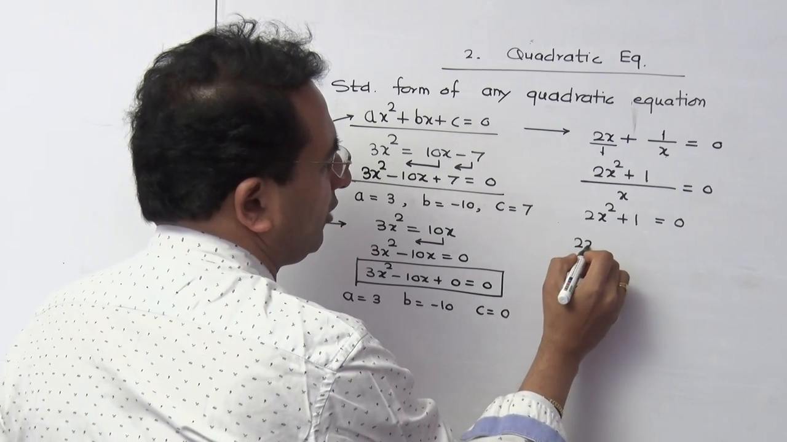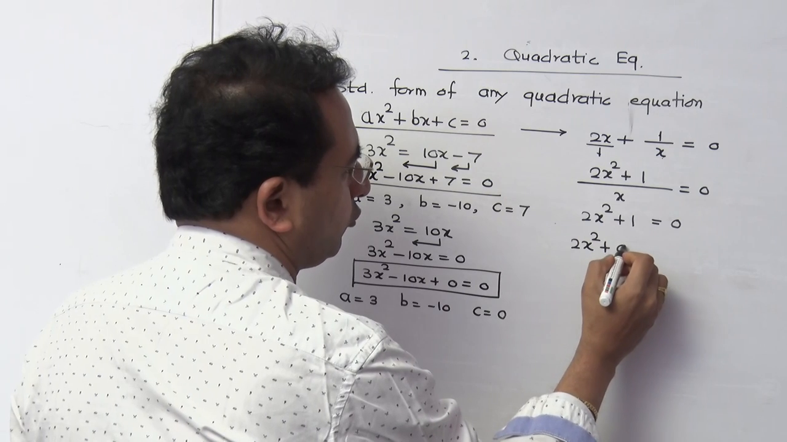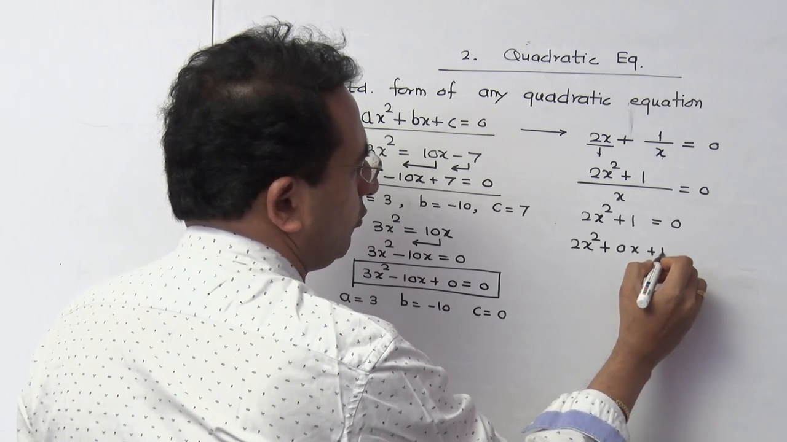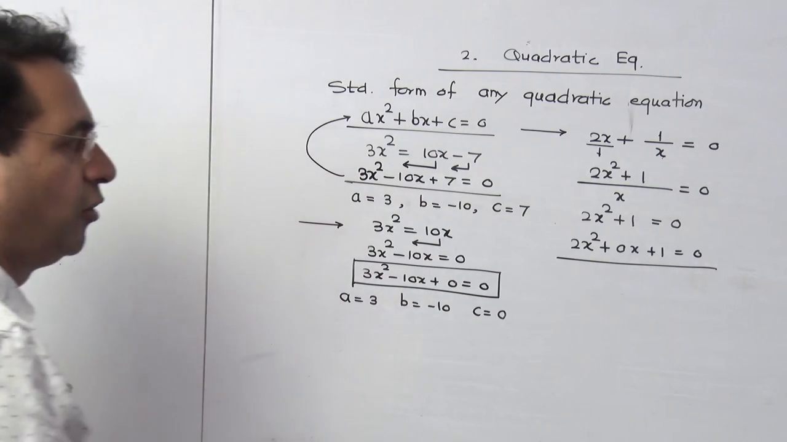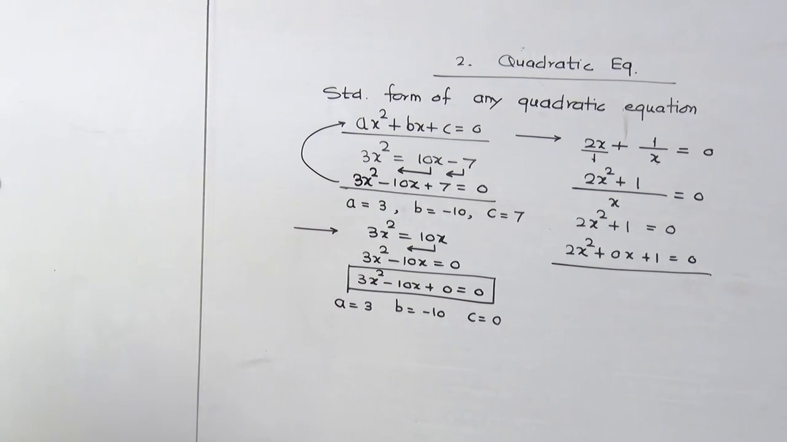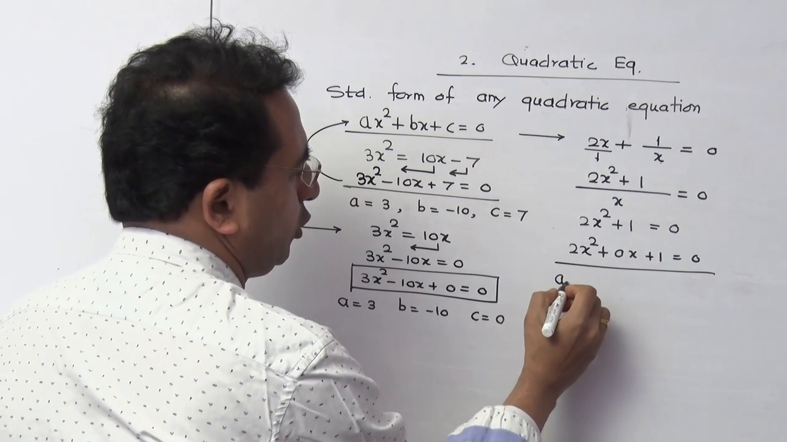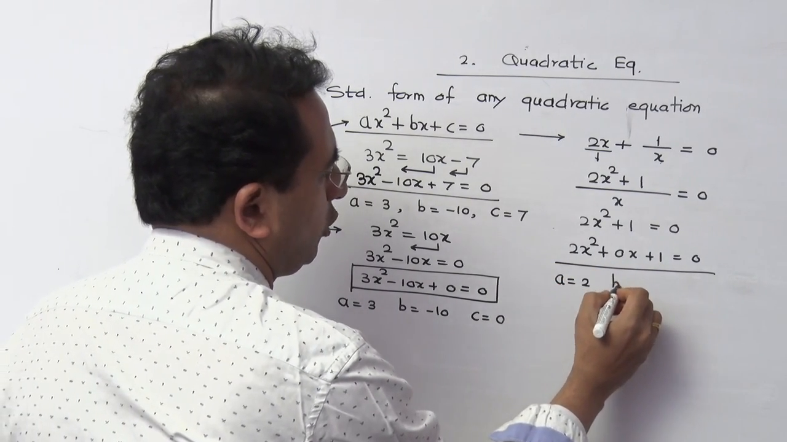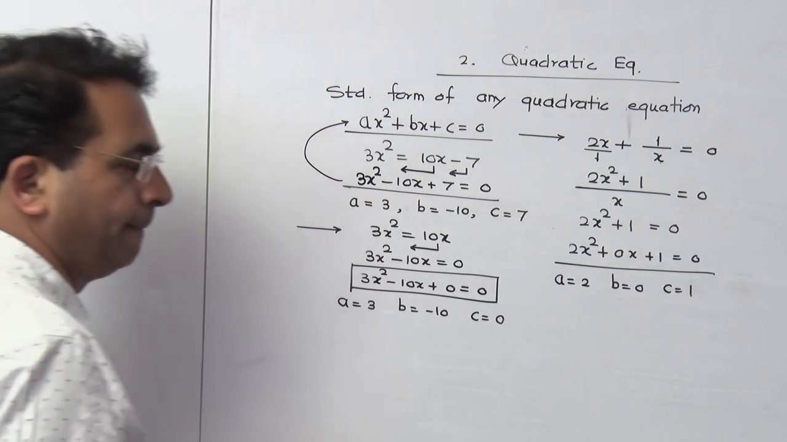We have to write 2x square. Now if x is not there, then we are supposed to write 0x and then 1. So definitely now this equation is in a standard form where we have to write the values of A, B, C. The value of A is 2. The value of B is 0 and value of C is going to be 1.